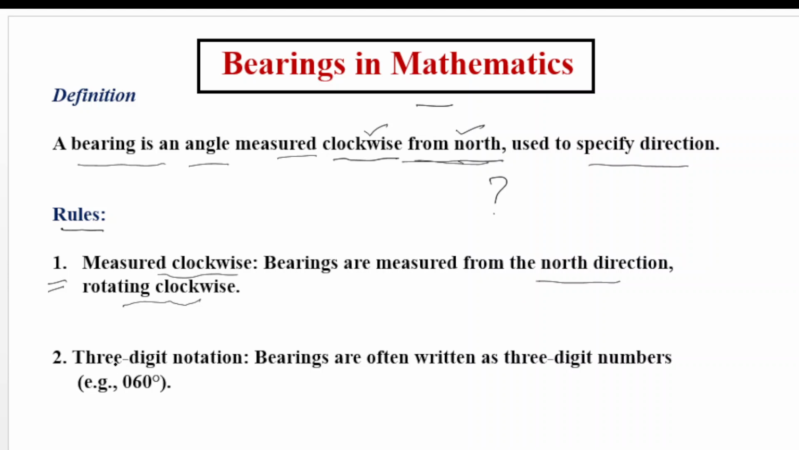And the second, three-digit notation. In bearing, always use three-digit notation. Bearings are often written as three-digit numbers. For example, if you have angle 60, angle 30, angle 20, you will write first 0 and then the angle, with the degree symbol. I think you understand all of this in the simple way that I wrote it. So let us move toward the next.